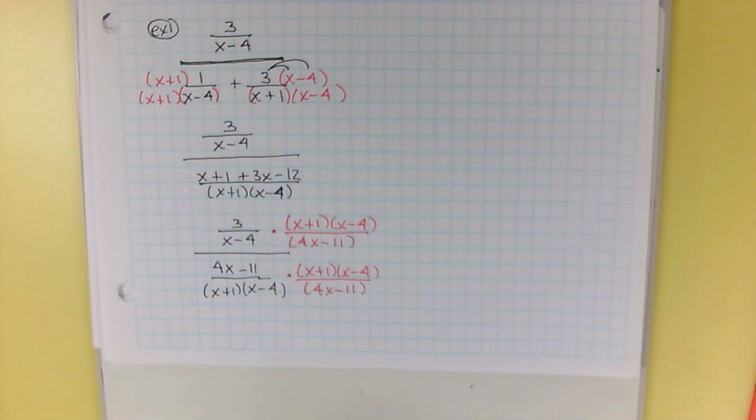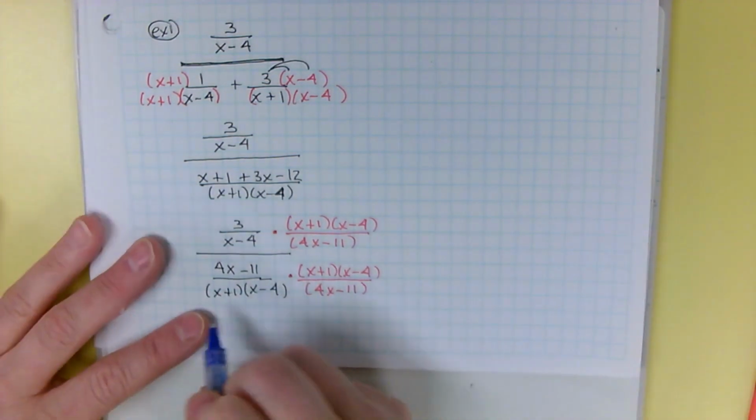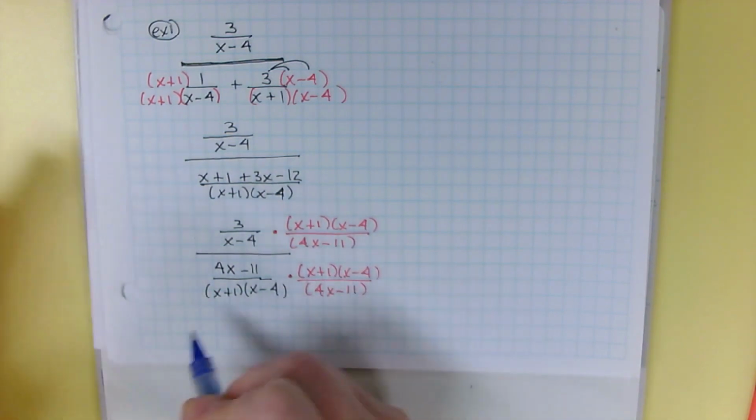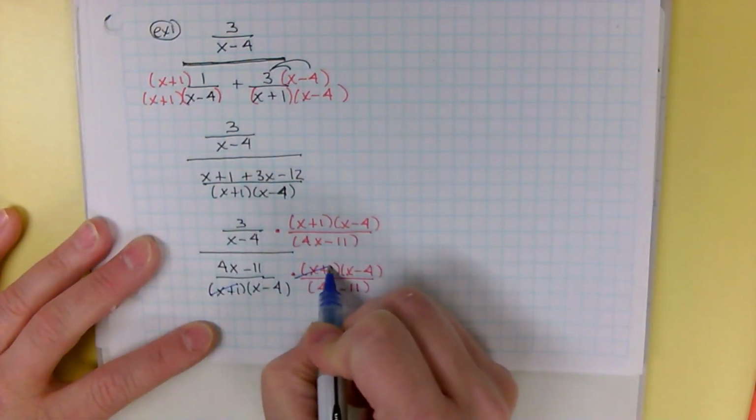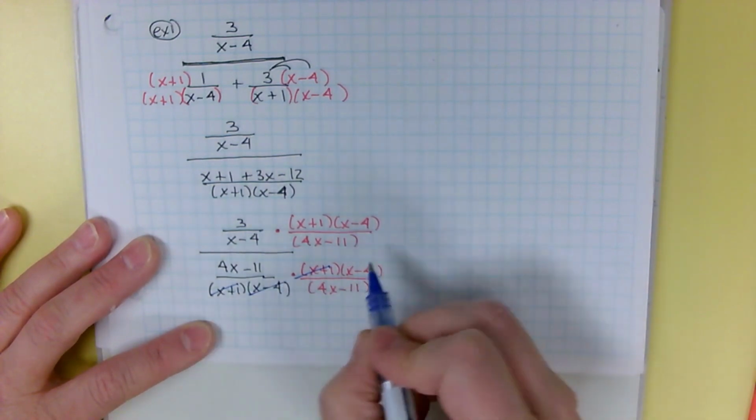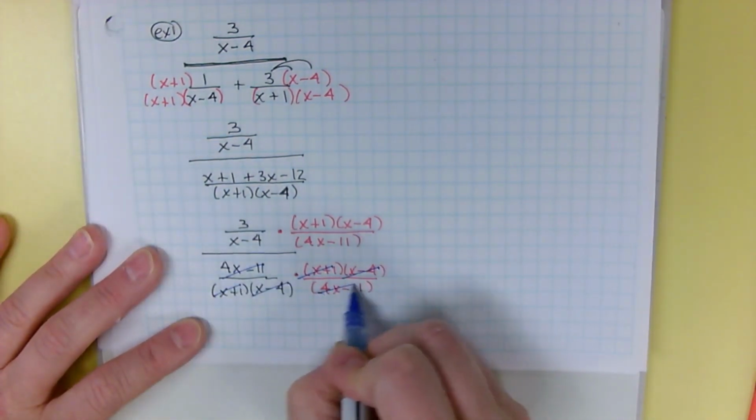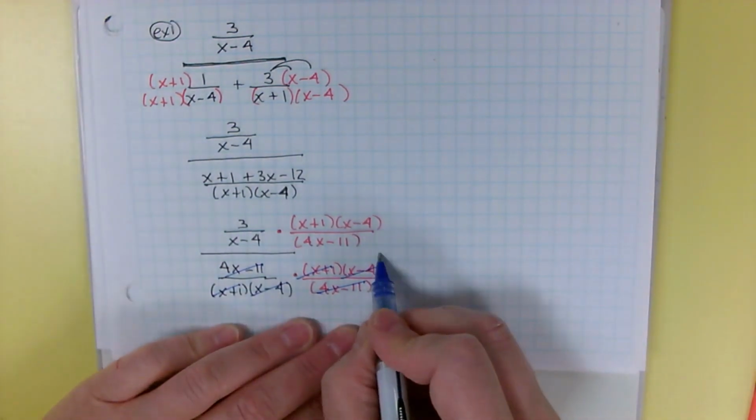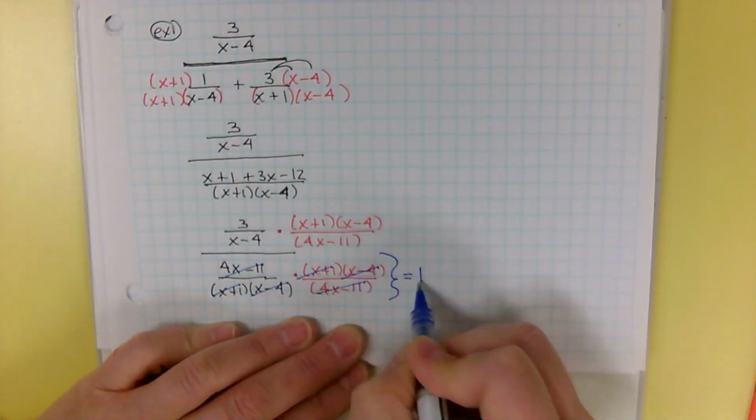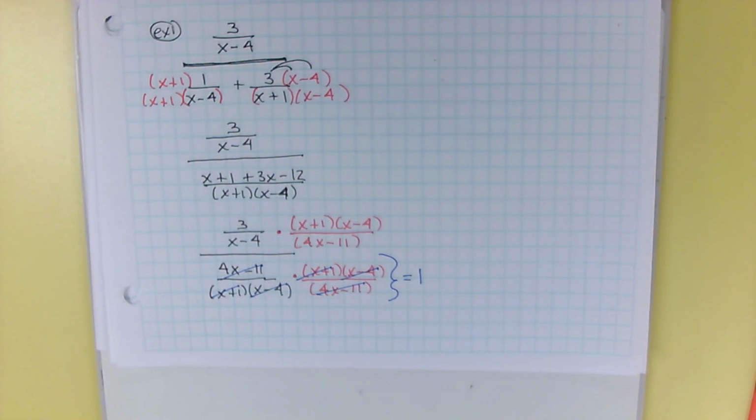So when you multiply the bottom by its reciprocal, factors top and bottom divide to 1. So x plus 1 goes into x plus 1, x minus 4 goes into x minus 4, 4x minus 11 goes into 4x minus 11, and the entire bottom of the fraction is now a 1, which means we can disregard it because anything over 1 is itself.